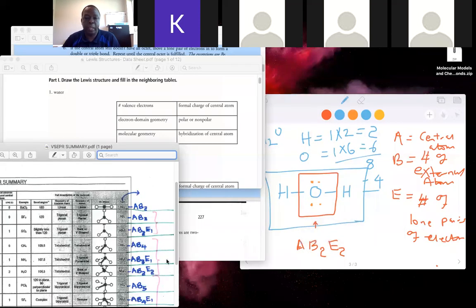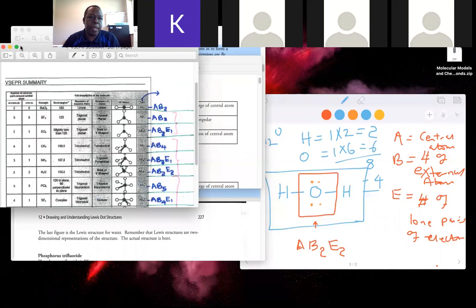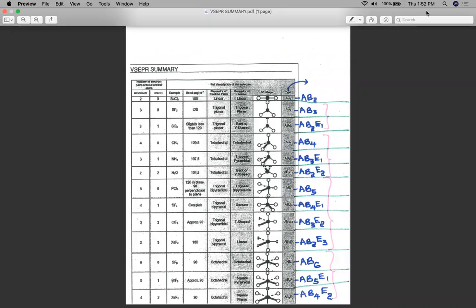H2O has AB2E2. Let me align this so that you can see. This is the configuration for H2O, AB2E2. The electron domain geometry is this column right here, and for H2O, this is tetrahedral. And the molecular geometry is V or bent shape. So that's what you need to know in terms of using this handout.